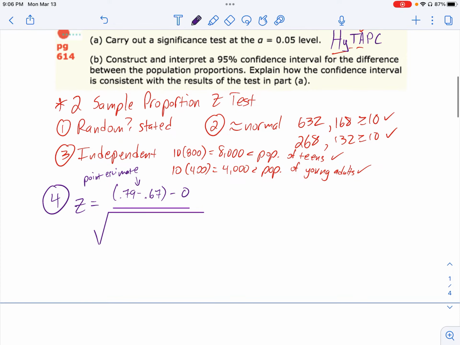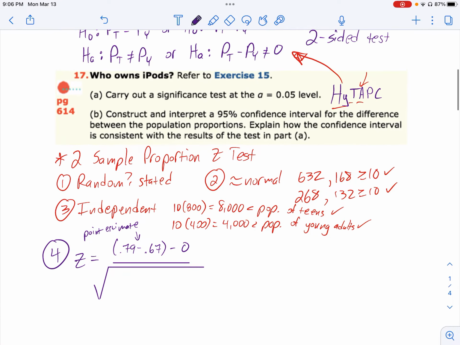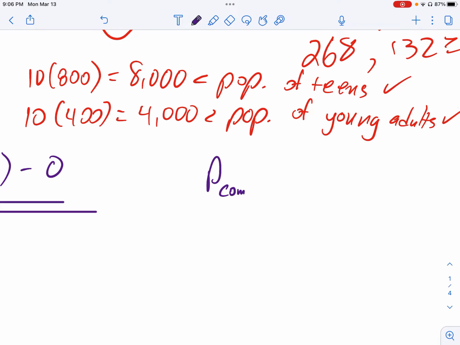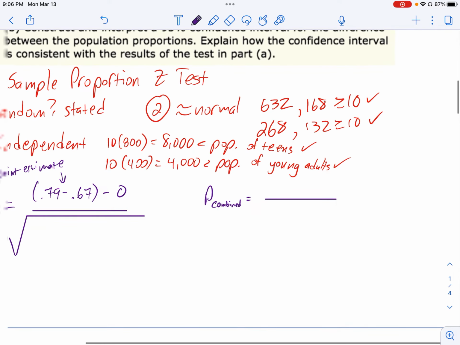But before I do that, I have to pool the two groups together when I do the denominator. This is called PC, or you'll see it as P combined. Let's see, what was it for the teenagers? It was 632 out of 800, but I'm adding that to the young adults.